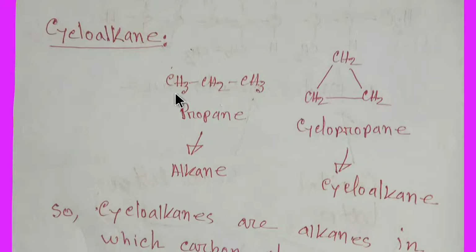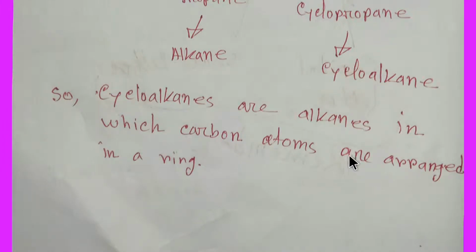You see that this is an alkane, right? The name of this compound is propane. This is alkane, and this compound is cyclopropane, right? We are just adding the cyclo prefix before the name of the alkane. Propane, cyclopropane, right? So alkane, cycloalkane. So what is cycloalkane? Cycloalkanes are alkanes in which carbon atoms are arranged in a ring.